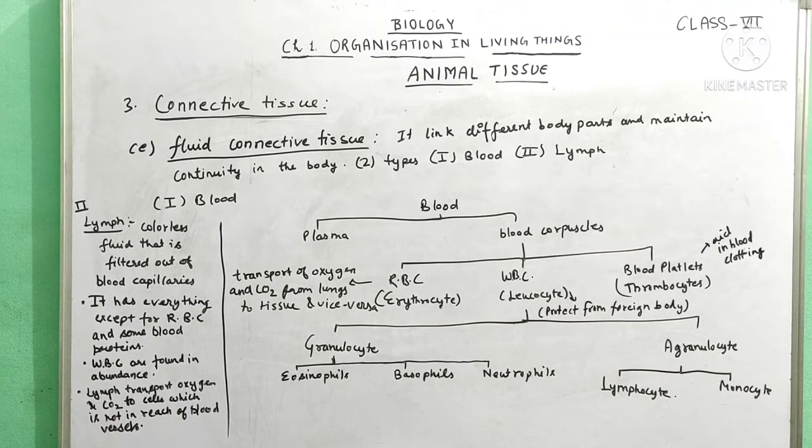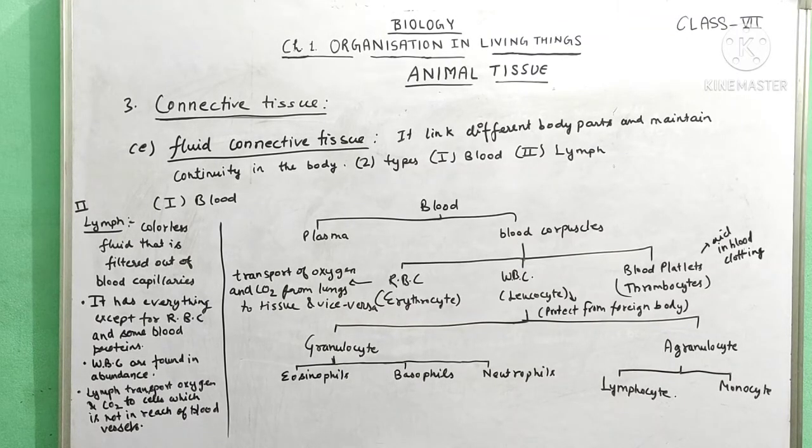Talking about the WBC, it is of 2 types, granulocyte and agranulocyte. Granulocytes are further subdivided into 3 categories: eosinophils, basophils and neutrophils. The agranulocyte WBC is divided into 2, that is lymphocyte and monocyte. The function of these WBC is to protect the body from the foreign particles and chemicals. The third type, which is blood platelets or thrombocyte, aids in the process of blood clotting.